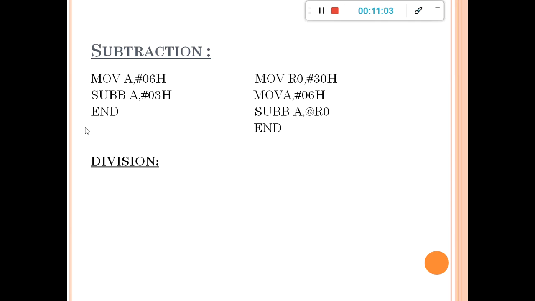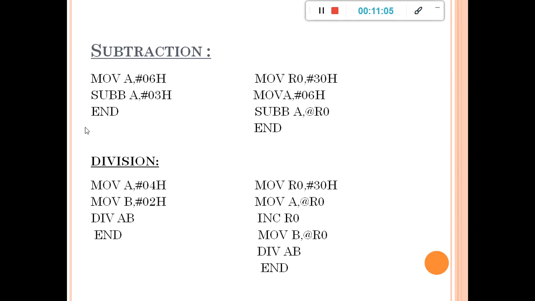Then next we go for division. For division, again I wrote two programs, for declaring values in the instruction itself and for fetching the data from the memory locations. For division, there is an inbuilt instruction called DIV AB. You can't change it. Even for multiplication, there is an inbuilt instruction called MUL AB. So now we see division.